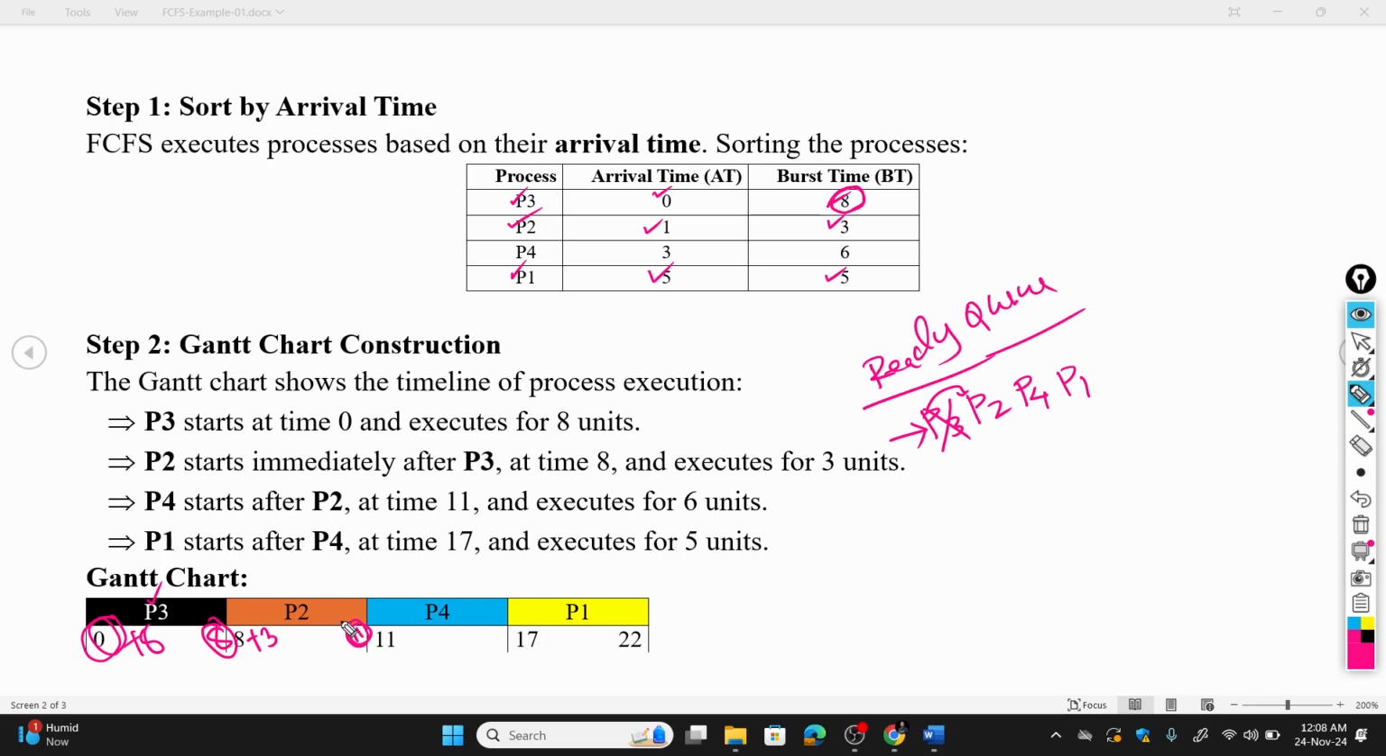Now P4 starts after P2 at 11 and executes for 6 units. So 11 plus 6 is equal to 17. P1 starts after P4 and executes for 5 units. So 17 plus 5 is equal to 22.